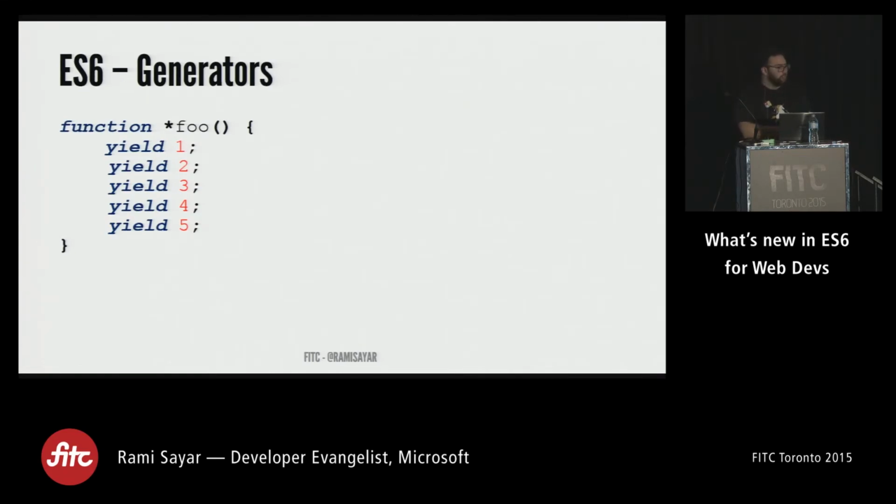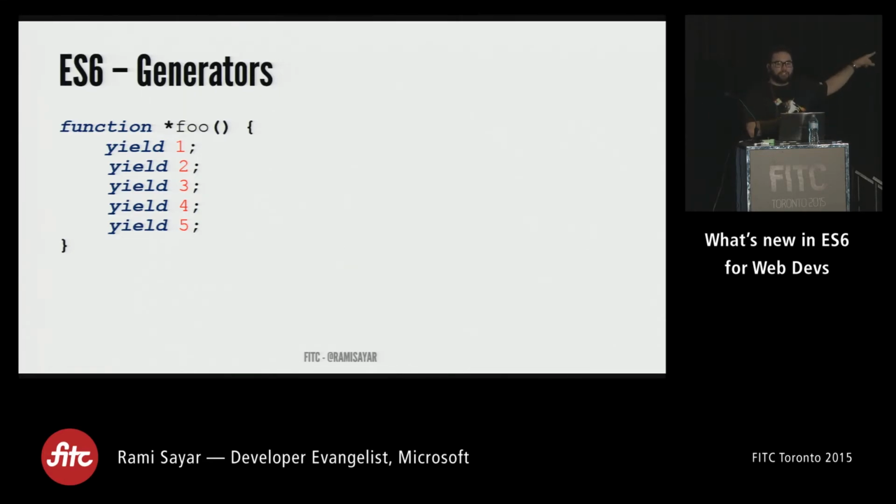So what does it look like? Function foo, all right, I have that star. That's what says this is a generator. And then I'm going to yield. So for anyone who's going to use foo, this is going to be an iterator. Okay, you're going to get foo, and then to get the next value, you're going to call next.